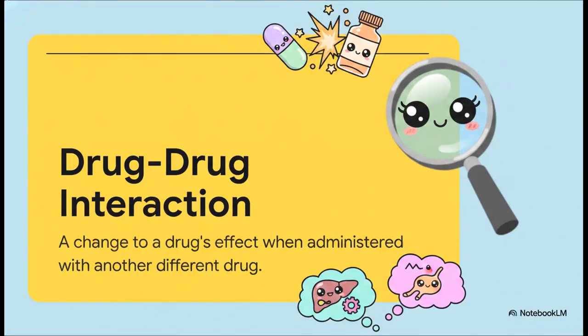So what exactly is a drug-drug interaction, or DDI? Well, it's pretty much exactly what it sounds like. It's a change in how a drug affects your body when you take it alongside another completely different drug. Basically, one chemical crashes into another and totally alters its intended effect. And this usually goes down through one of two main biological pathways, pharmacodynamic or pharmacokinetic.